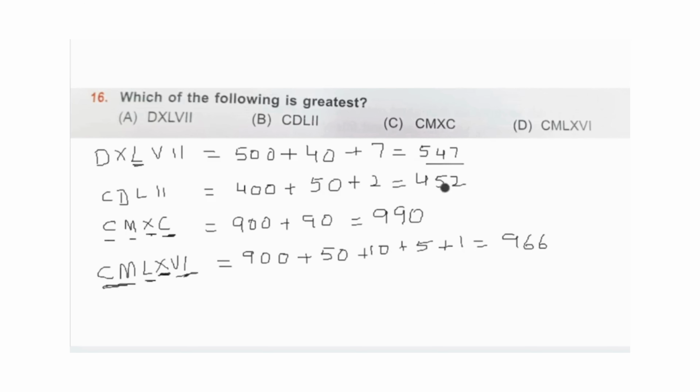Now let's see all the 4 options that we got after converting Roman numbers into normal digits. It's 547, 452, 990 and 966. So we have to find the greatest number. The greatest number obviously is going to be 990, which is option C. So option C is the correct option.